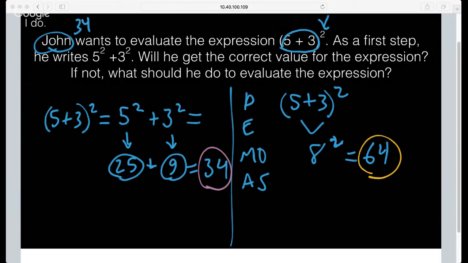Because we can't both be correct, only one of us is correct. And because we used the agreed upon order of operations throughout all mathematics, we are correct, and John is not. So to answer the question, will he get the correct value? No, he won't, because we worked it out. What did he do wrong is the bigger question, right? Not just, yay, we got it right and you didn't. But what did he do wrong here, and how could we help him?